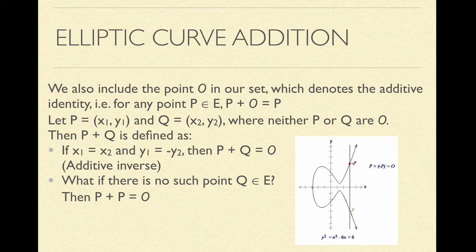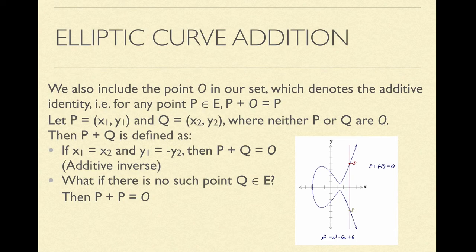So in an abelian group, we also need to define what the inverse is. So in an elliptic curve, we would define the inverse in the following way. If you have the point P on our curve, you would draw a vertical line through P and find where that line intersects E. That's what's happening in the graph on the bottom right. And that point of intersection is the additive inverse.